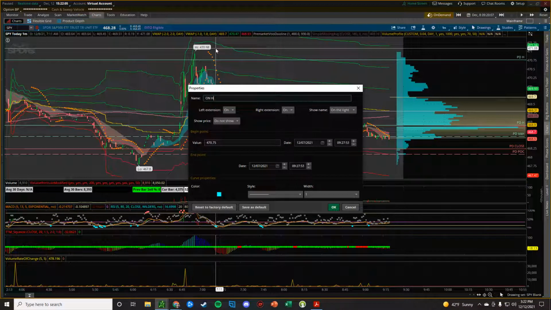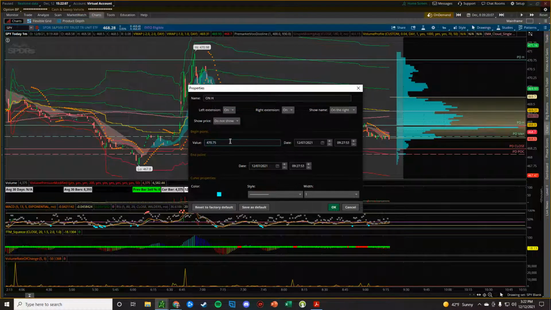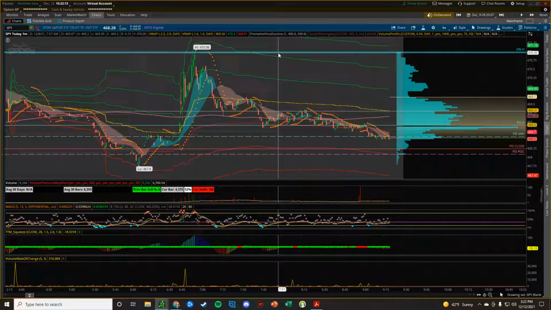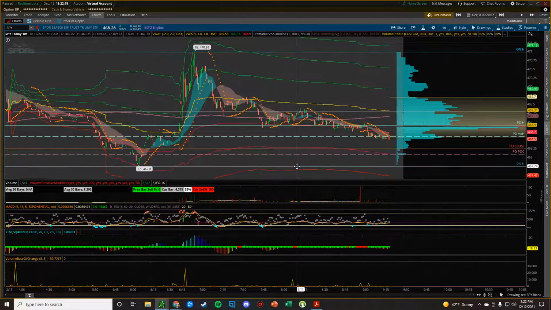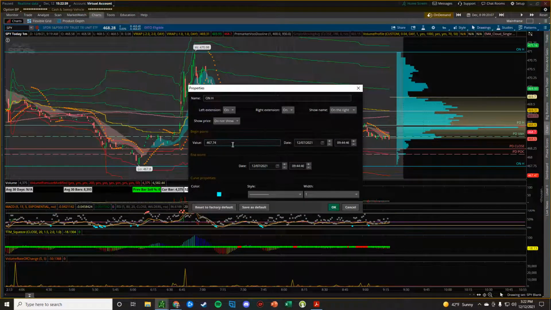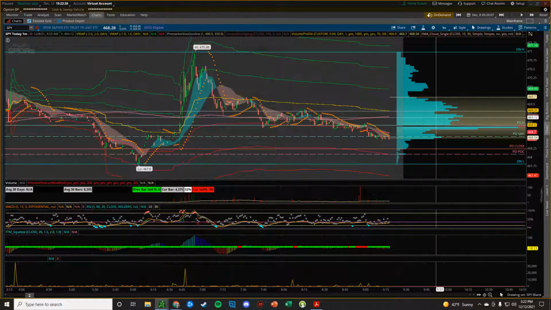We're going to see that we have a high at 470.98, and we're simply going to change the value number in our line to match. Boom, overnight high line. Duplicate, 467.80, and this is our overnight low. Boom, overnight low, all set.